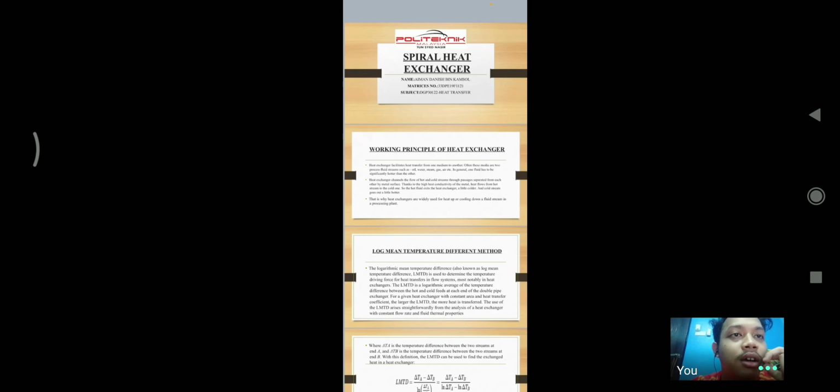Today I want to present the spiral heat exchanger. My name is Aiman Danish bin Kamsol. Matrix number 33DPE19F1121. The subject is DGP 30122 heat transfer.